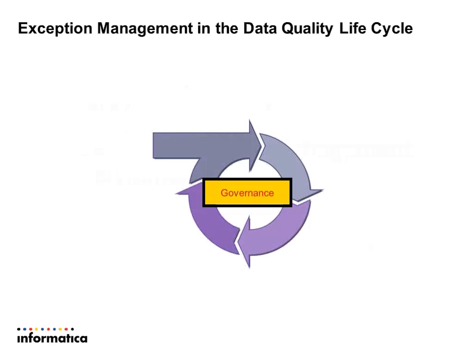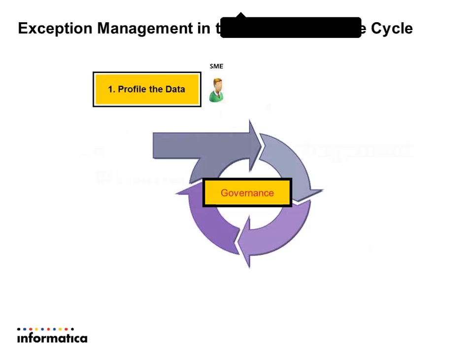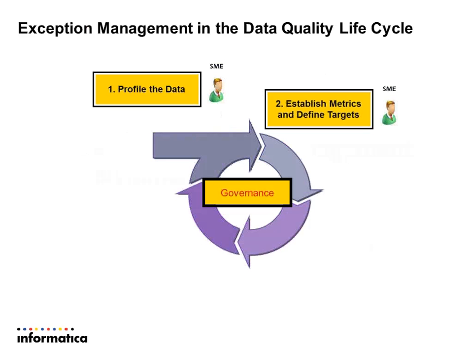Before we get into the details of human task and exception management, let us understand the data quality lifecycle and see where exception management fits into it. Say, for example, an organization is maintaining customer data for its business and wants to understand whether the data is accurate, consistent, etc. The first step is to profile the data, which helps to understand what the different anomalies in the data are. The next step is to define metrics for the quality of data.